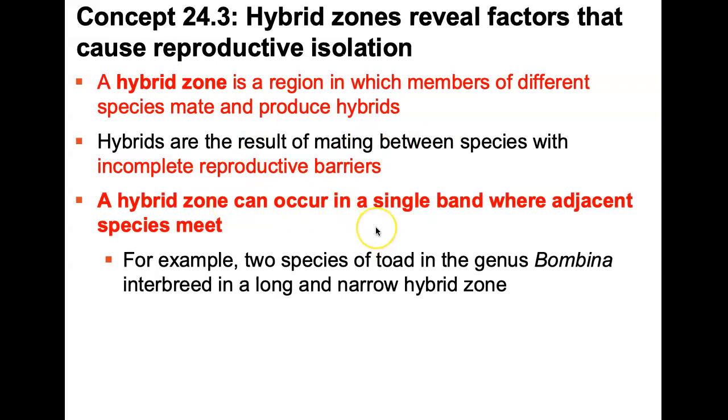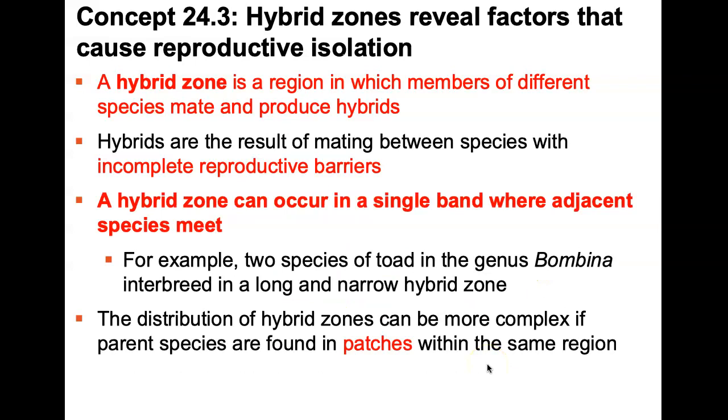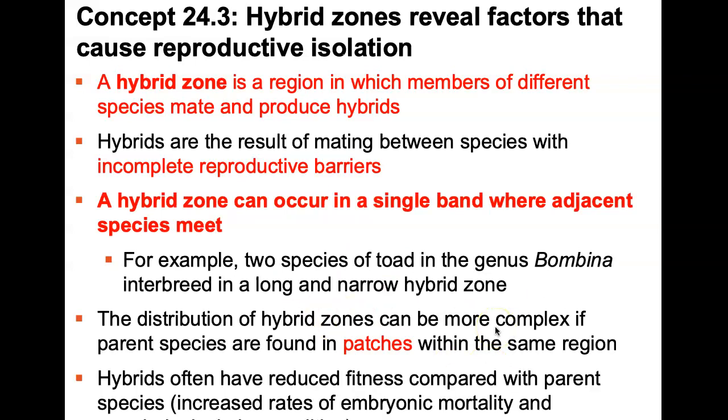A hybrid zone can also occur in a single band where adjacent species mate, right? So if you think about two geographical areas, if they meet along one line, then that's a very narrow hybrid zone. But you can also have patches of hybrid zones and individual species, as this next bullet point talks about. And then lastly, hybrids often have reduced fitness compared with parent species.